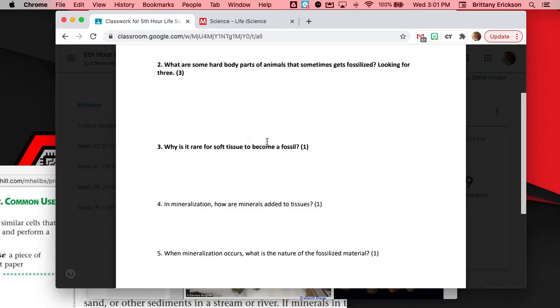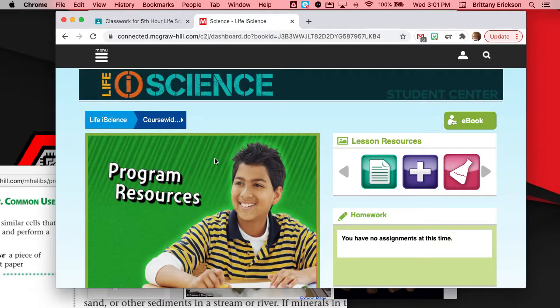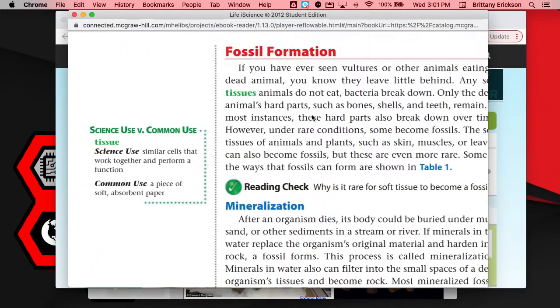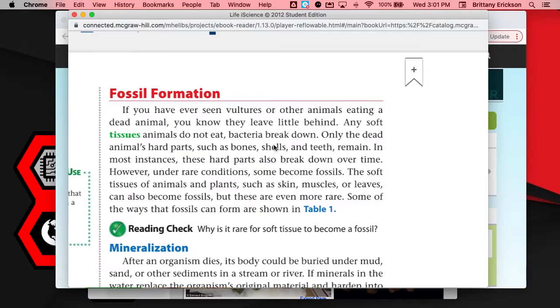Why is it rare for soft tissue to become a fossil? Because they need the soft tissue. No. What happens to the soft tissue? Well, it decays. Or it's replaced by minerals. Nope, that's in mineralization. It breaks down. Bacteria break it down, so they either get eaten up by animals or it decomposes before it becomes a fossil. So we write that down. That's your answer, yes. So either animals eat it or the bacteria break it down before it can become a fossil.